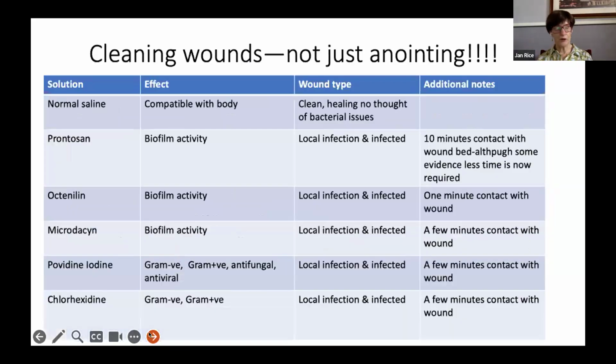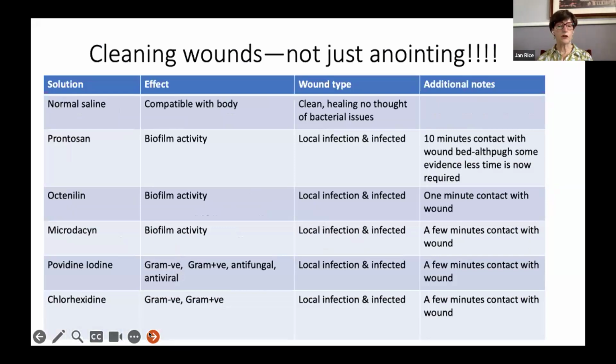So cleaning wounds then. What's available? You know some of these products that are on the screen, and there are more coming. So normal saline, one of the papers I was reading yesterday, really says it's good for cleaning eyes, and that's about it. So look, if you're worried about a wound, use something more than normal saline.